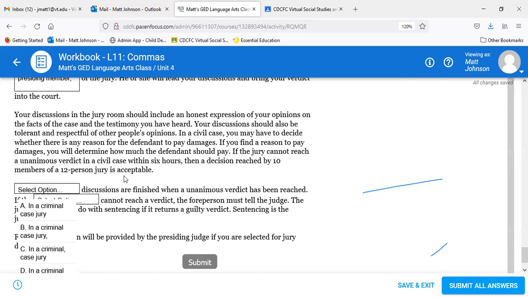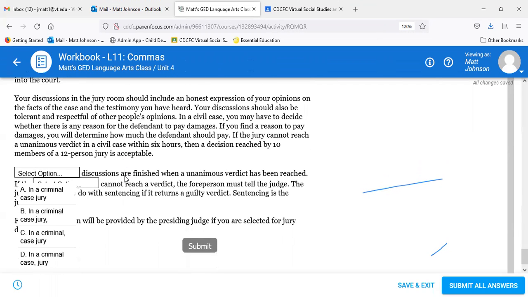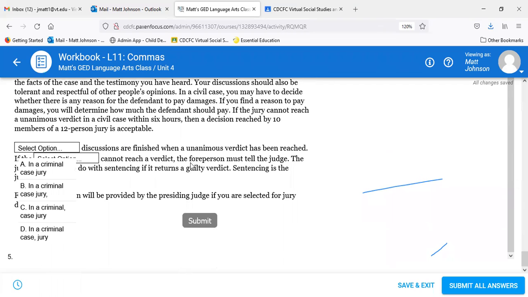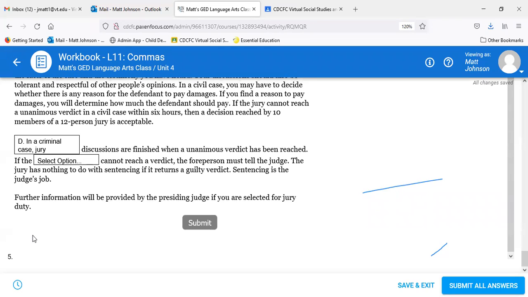In a criminal case, jury discussions are finished when a unanimous verdict has been reached. Grace, what do we want to use here? So another prepositional phrase, another introductory phrase like that. In a criminal case, comma, jury discussions are finished when a unanimous verdict has been reached.